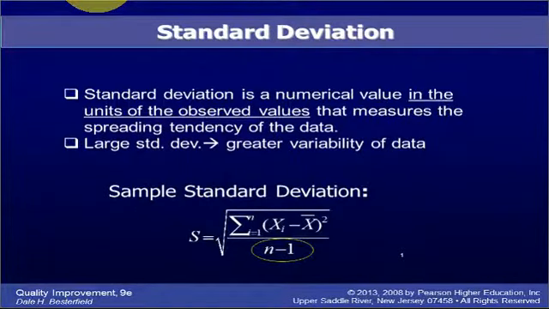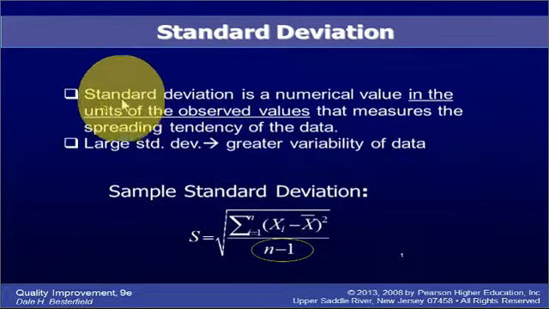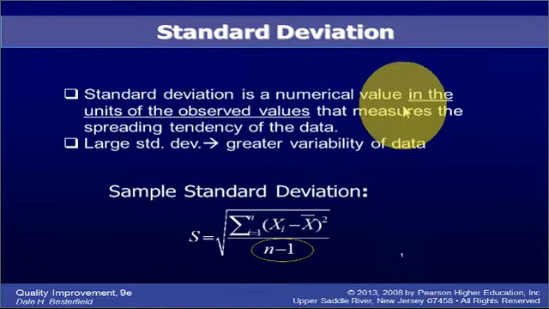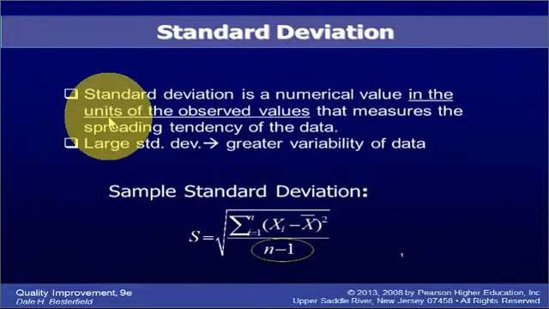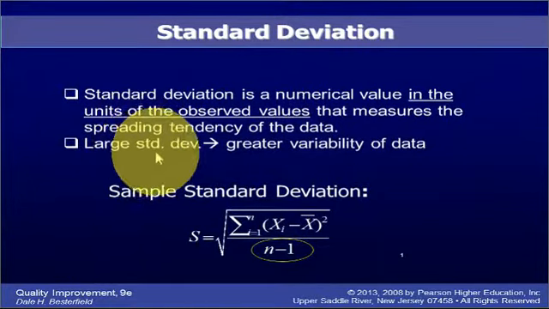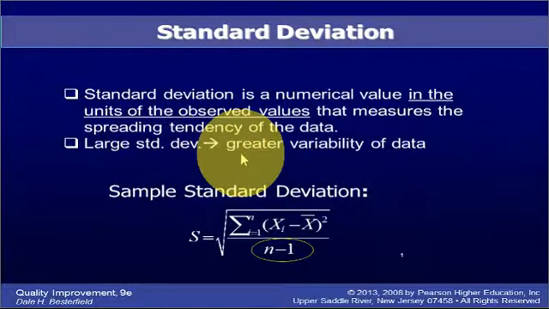Another measure of dispersion is standard deviation. Standard deviation is a numerical value in the units of the observed values that measures the spreading tendency of the data. So why do we use standard deviation here instead of just deviation? We use standard because this value is in the same units as your data points. And if we have a large standard deviation, then we're going to have greater variability of data. So the data is more spread out from the average of the sample.